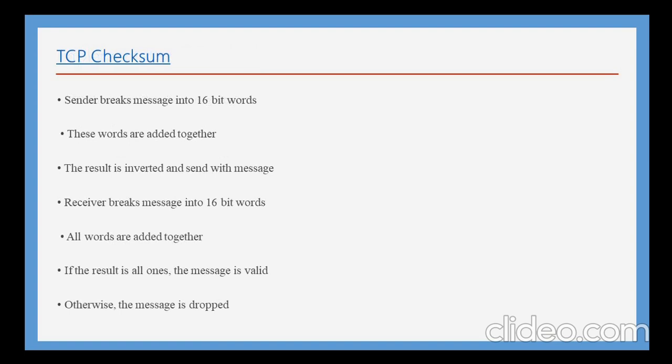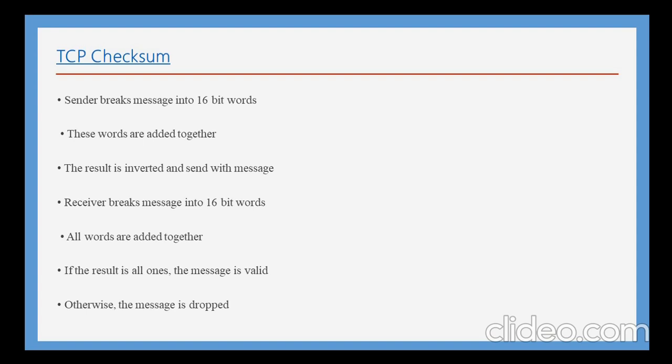Checksum. What is the function of checksum? Checksum is to detect corruption of data. Checksum protects the packet, the payload as well as the header. TCP checksum: the sender breaks the message into 16-bit words. These words are added together. The result is inverted and the message is sent. The receiver breaks the message into 16-bit words. All words are added together. If the result is all ones, the message is valid. Otherwise, the message is dropped.